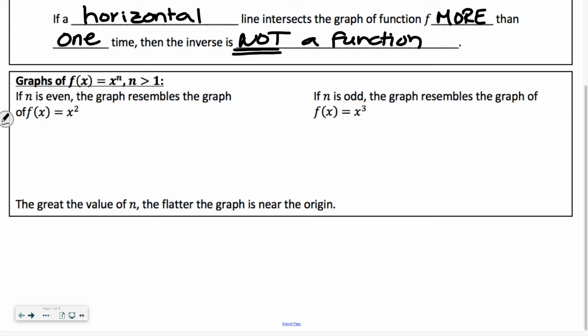So if n is even, the graph will always resemble the graph of f of x equals x squared. What does the graph of f of x equals x squared look like? A parabola. Okay, so we can say y equals x squared. There's our parabola, which basically means that if the n is even, it's always going to be kind of like that U-shaped graph. Okay?